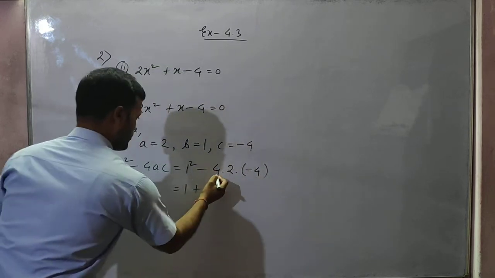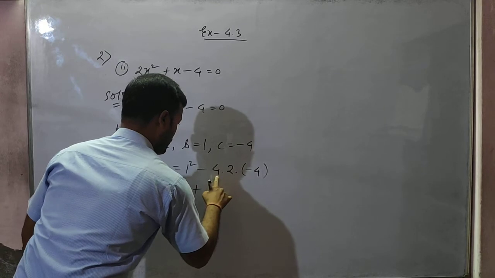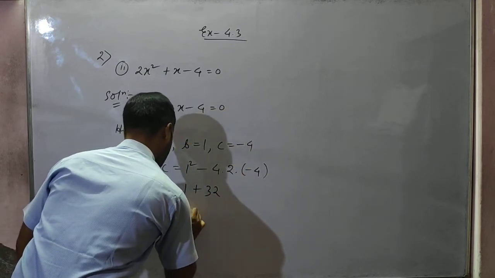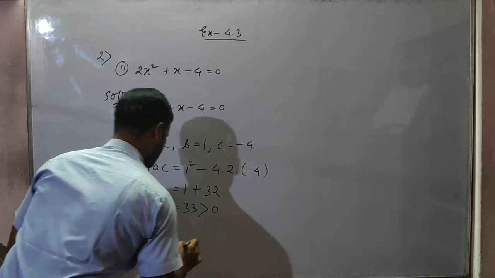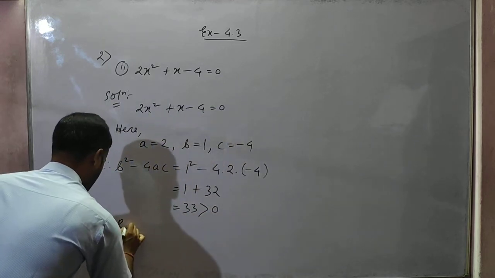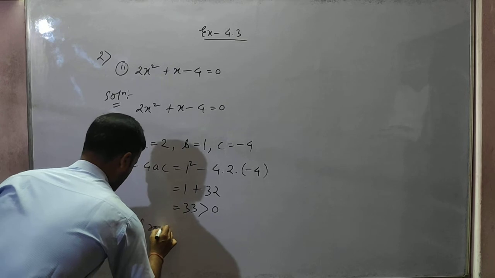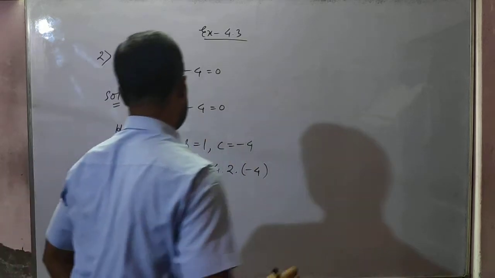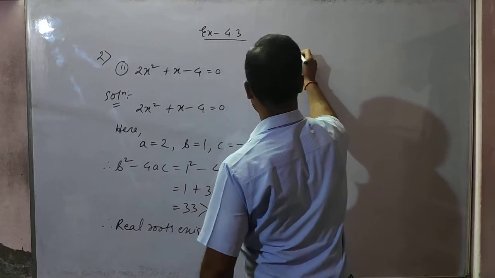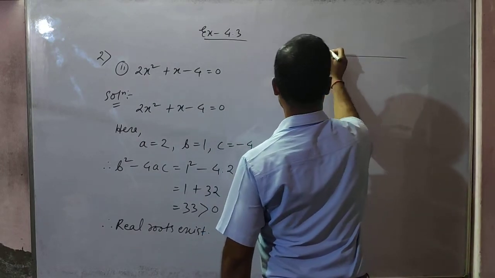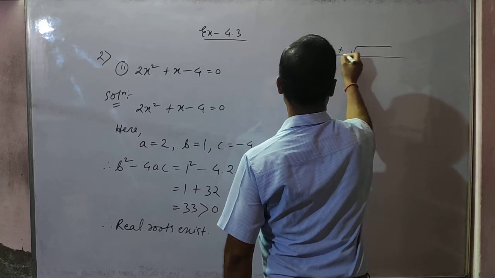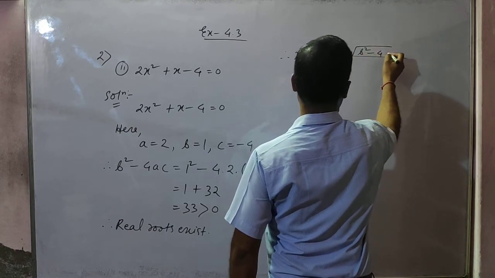Okay, students, 4 into 4, 16; 16 into 2, 32. If real roots exist, then we have to solve it. Therefore, x is equal to minus b plus minus root over b square minus 4ac.